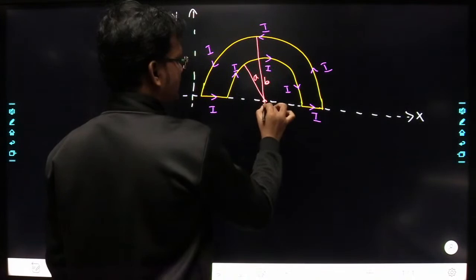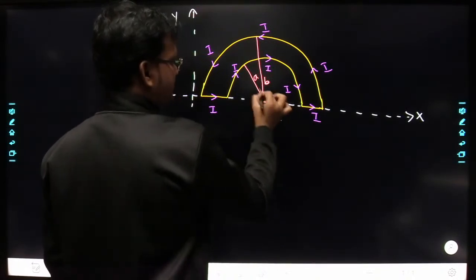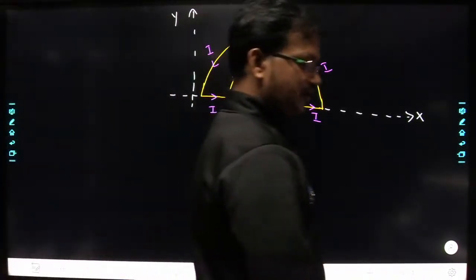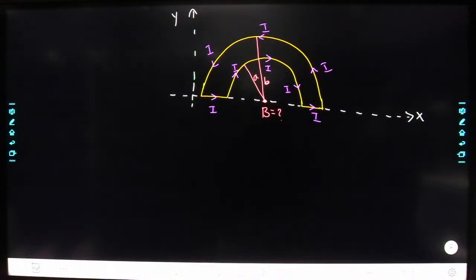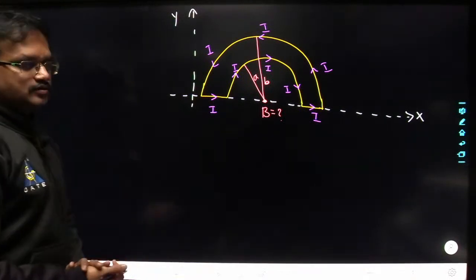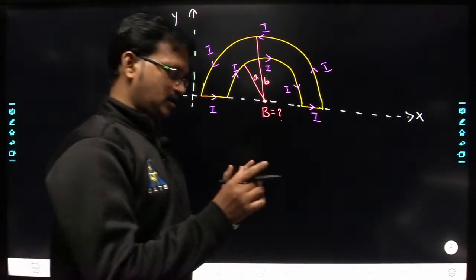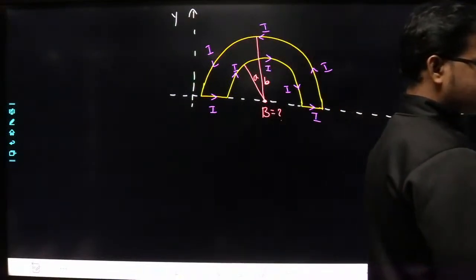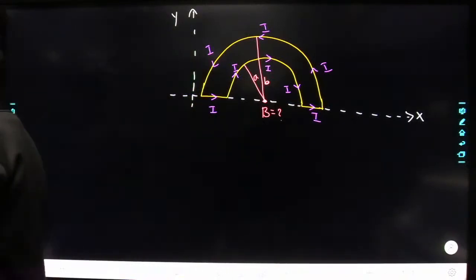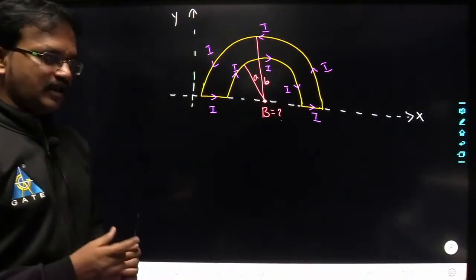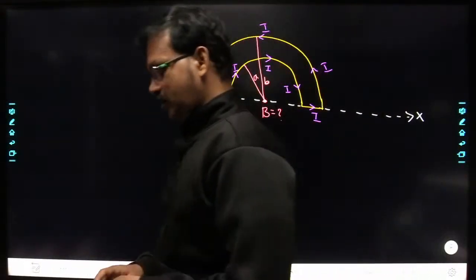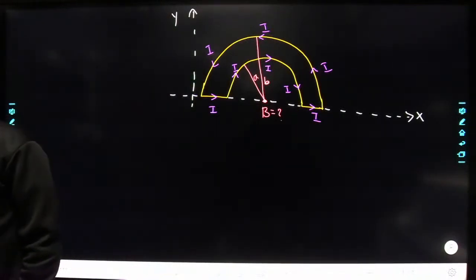Now determine the B field at the center. You have to tell me the answer here. Just divide this into sections, semicircular sections, and if you have a straight line path, consider it as a current carrying wire of finite length. We know the expressions for the B field due to a current carrying wire of finite length, and if it is a semicircular shape, how to determine the B field. All these things we know. So just tell me the answer here.